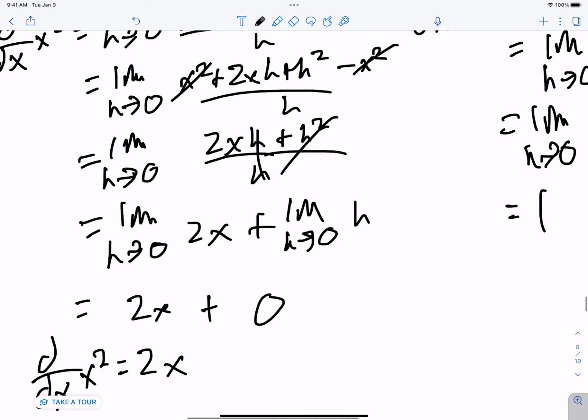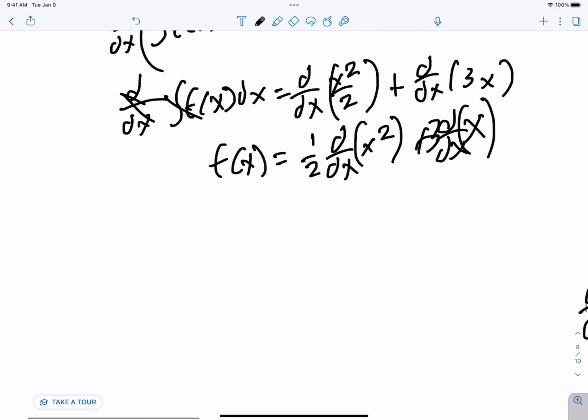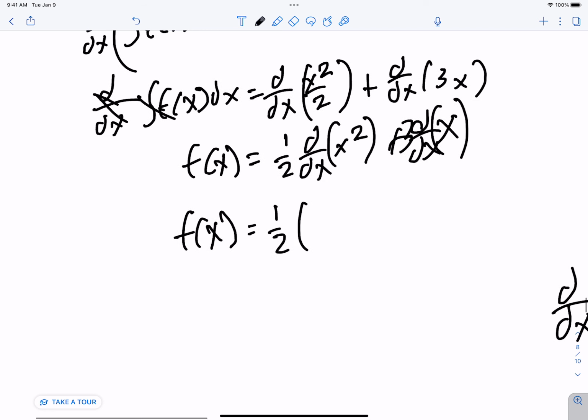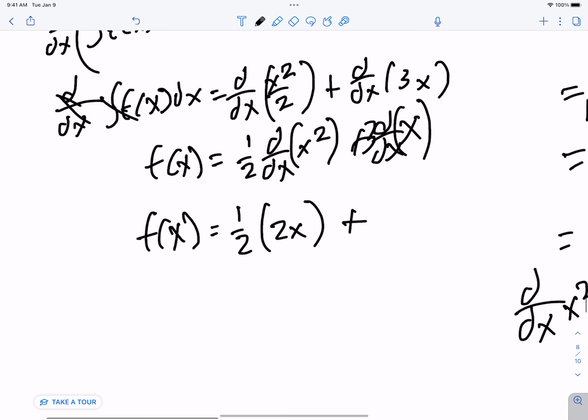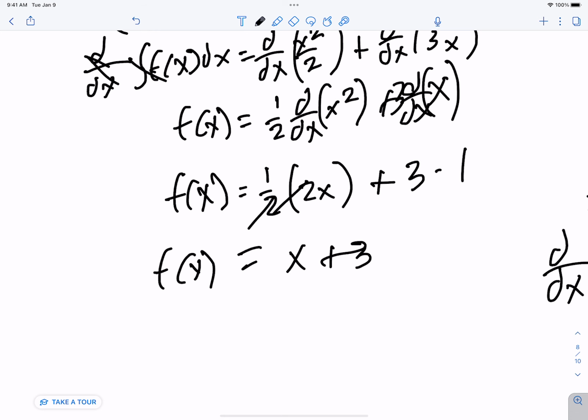Alright, so we can plug it back into our little equation here to get f of x, and we know it's equal to 1 over 2 times the derivative of x squared, which is just 2x, so we're just going to plug that in, and then the derivative of x is just 1, so 3 times 1. These cancel out, it's just f of x is equal to, I guess, x plus 3.